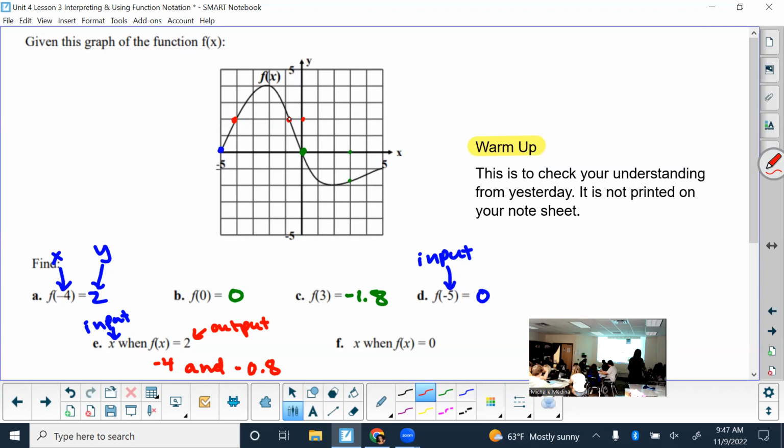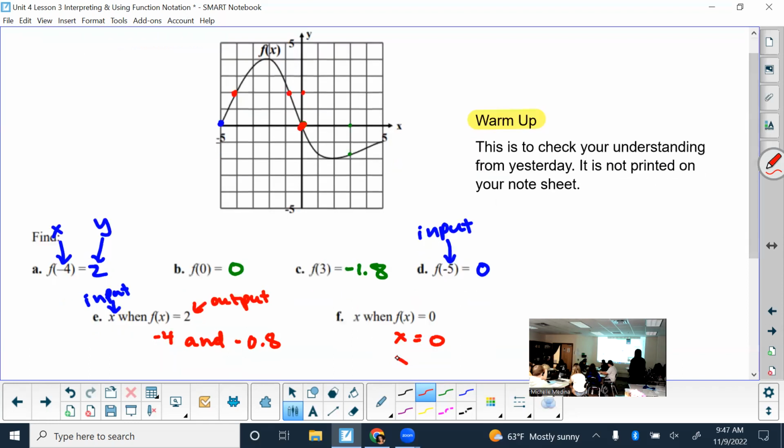Last one, table 3. What is x when f of x is 0? 0. All right, perfect. All right, so when y is 0, there's also technically one more answer. What else? -5.